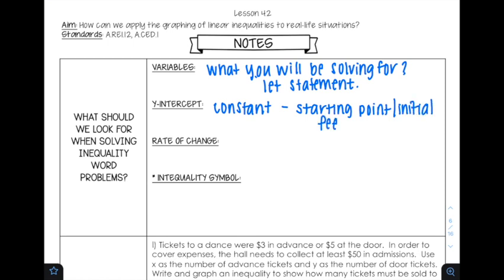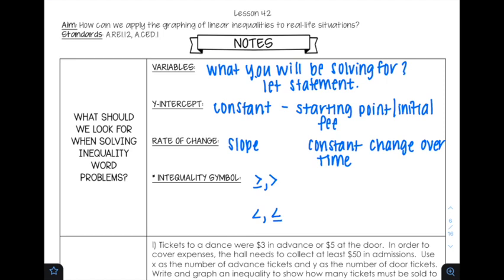Your rate of change is always going to relate to your slope, and that's going to be your constant change over time that you're going to notice. And then you have the last part of your inequality statement, the symbol. What is the word problem giving you that's going to help you set up with that inequality symbol? And remember, we have greater than, equal to, and then we have less than and less than or equal to.